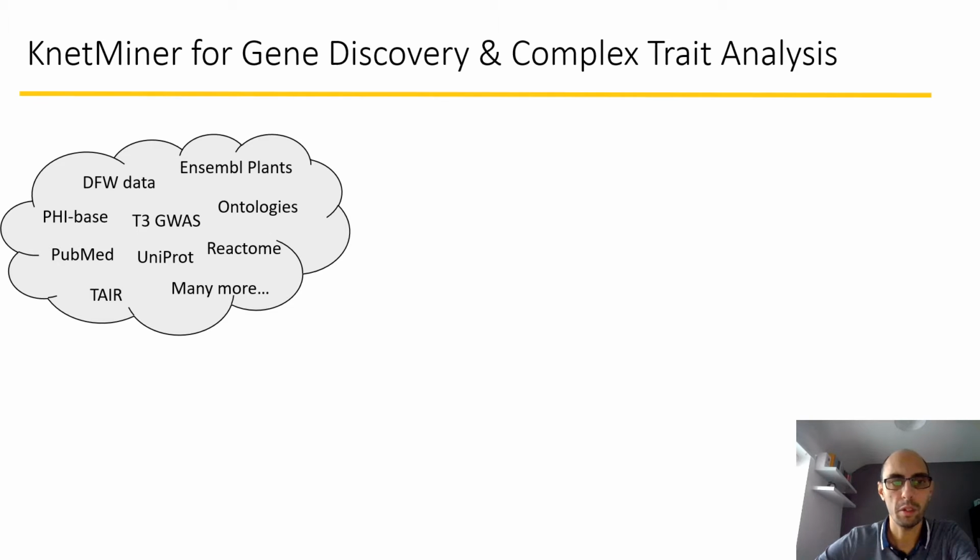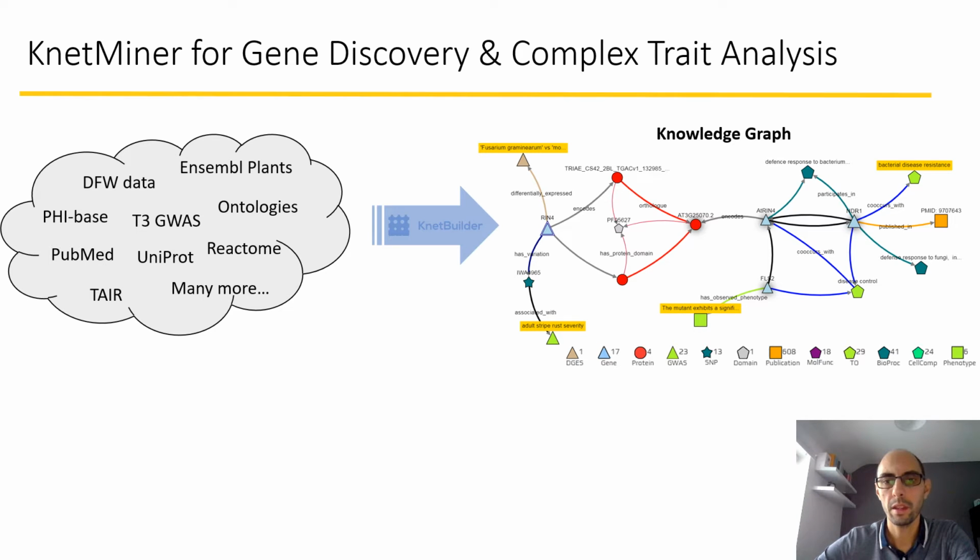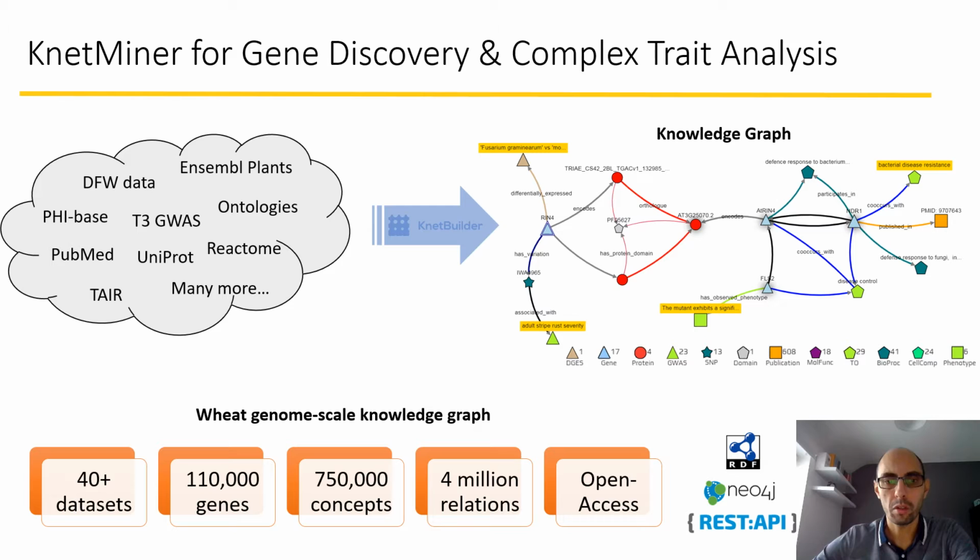So how does NetMiner work? First, we work with data providers to identify relevant, high quality and FAIR datasets that can add value to gene discovery. We then use the NetBuilder software to transform and integrate the data into an intelligent data model that we call a knowledge graph. A knowledge graph consists of concepts and relationships. Concepts can be genes, proteins, traits, publications, and the relationships between them can be differentially expressed, associated with, encodes, interacts with, and so on.